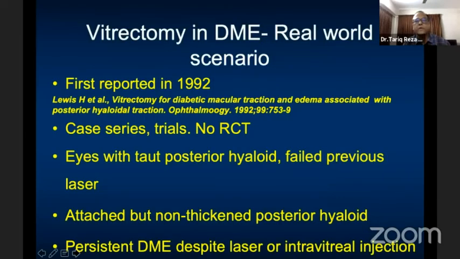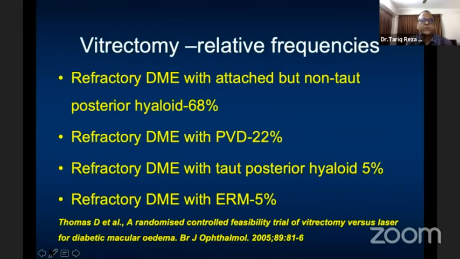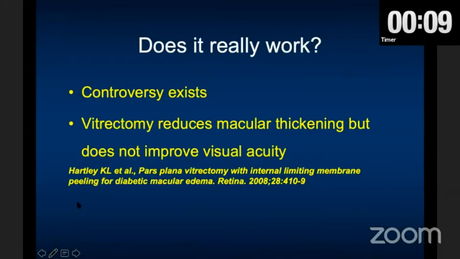Vitrectomy in diabetic macular edema, the real world scenario: it was first reported in the literature in 1992. After that, there were series of cases and trials, but there is no RCT till now. Eyes with taut posterior hyaloid or failed previous laser went for pars plana vitrectomy. Attached but non-thickened posterior hyaloid cases were also done, and also persistent DME despite laser or intravitreal injection. The relative frequency of vitrectomy was refractory DME with PVD, refractory DME with taut posterior hyaloid, and refractory DME with ERM. Does it really work?